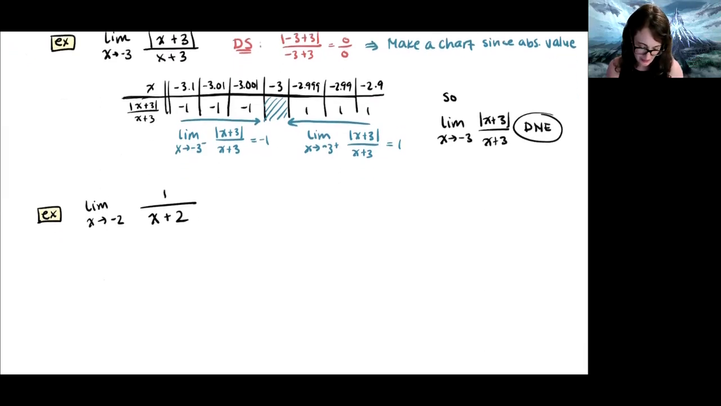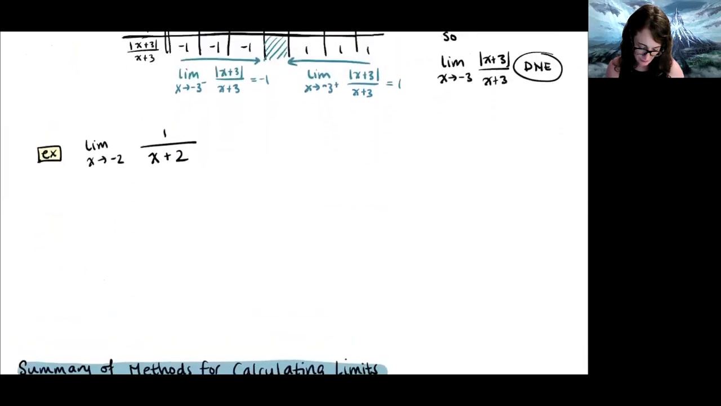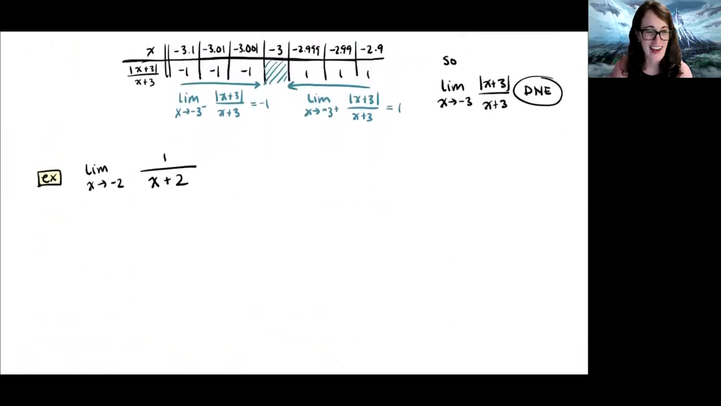Okay, here's another case where we want to look at the one-sided limit. The limit as x approaches -2 of 1 over x plus 2. When we directly substitute in, we get 1 over -2 plus 2, and that's 1 over 0.